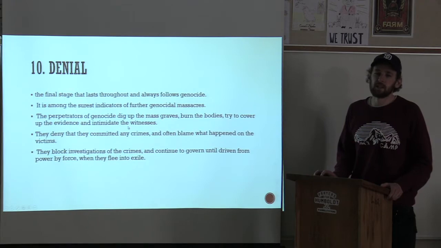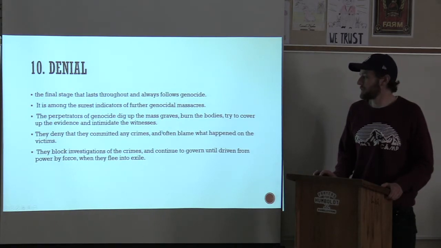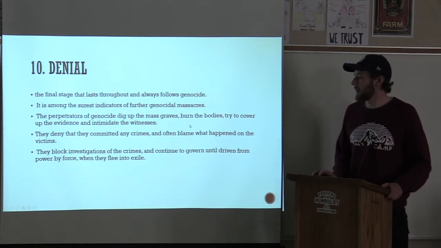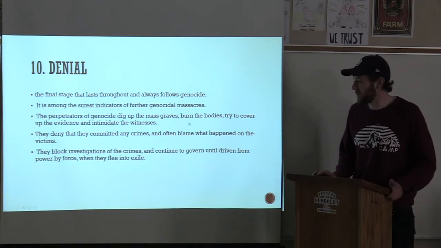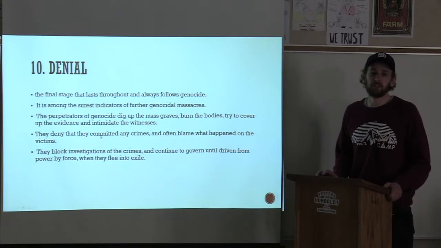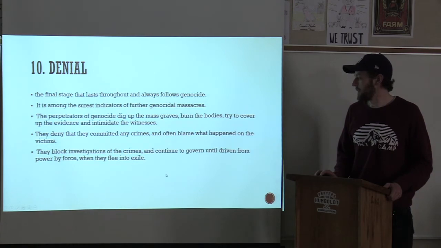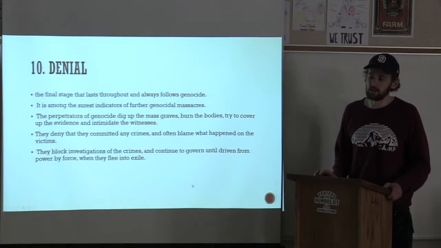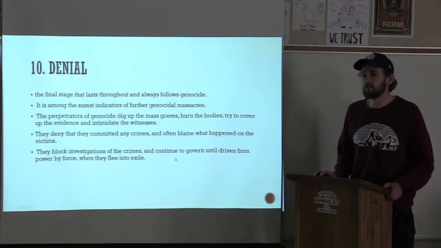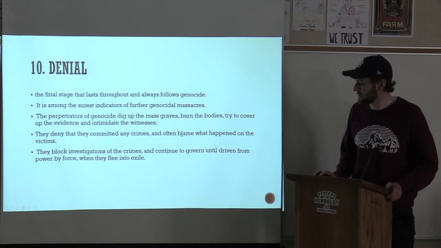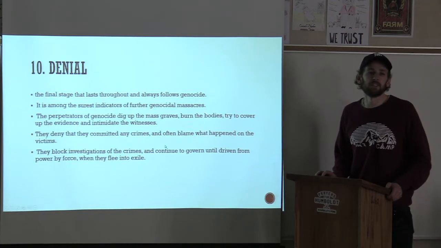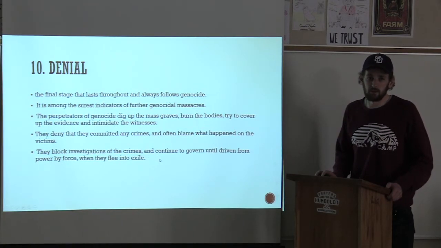So before the investigators get there, the group that committed the genocide will start to dig up their graves, burn the bodies, try to cover up the evidence, scare witnesses, or even kill witnesses. And then they'll start to deny everything. They'll deny that the crime was committed. They'll blame what happened on the victims, saying they started it. They'll try to prevent investigators from getting in there to research and investigate. And if it starts to get too close, if they're going to be caught, they might start running away.